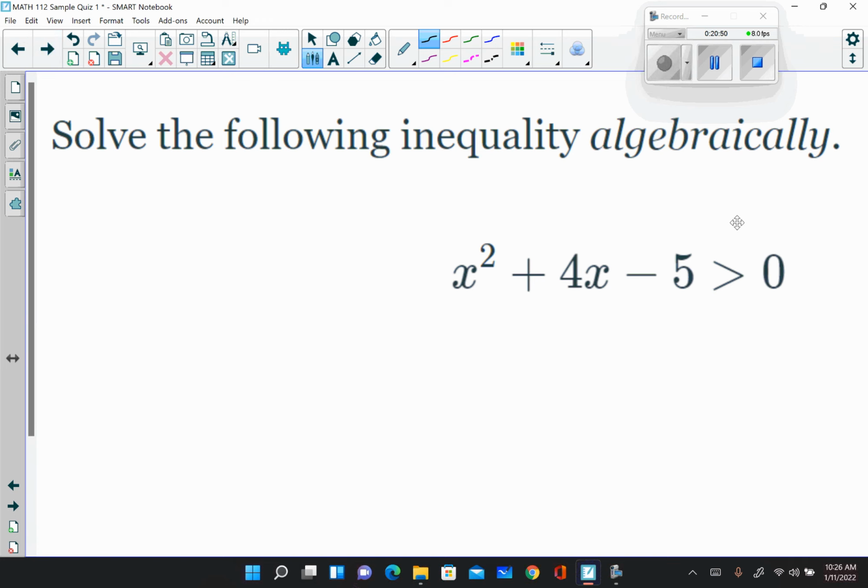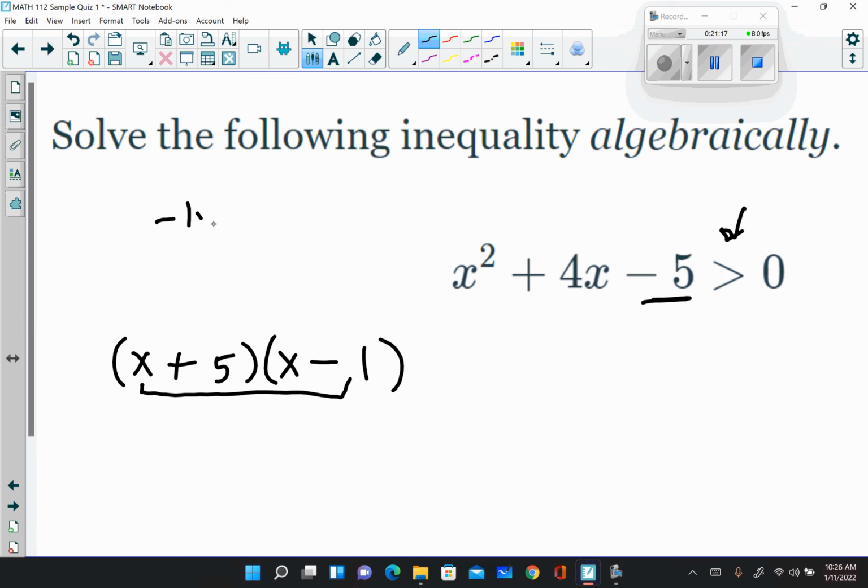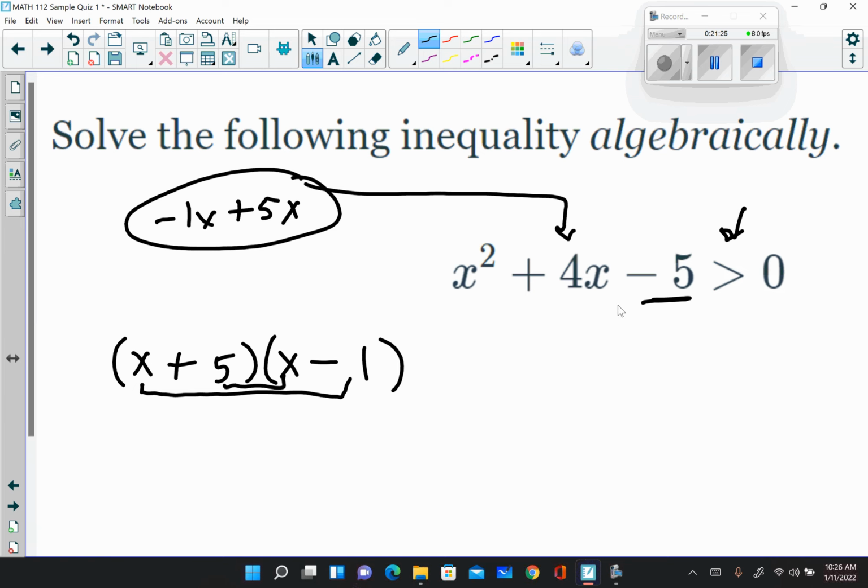To solve an inequality that's quadratic, we first factor this if possible. X squared is the first term, that's x times x. 5 could be 5 times 1. To get a positive 4x, this needs to be a positive 5, and this needs to be a negative 1, because 5 times negative 1 is negative 5. And the outers and inners would be x times negative 1 and positive 5 times x. Combine these and you get positive 4x.